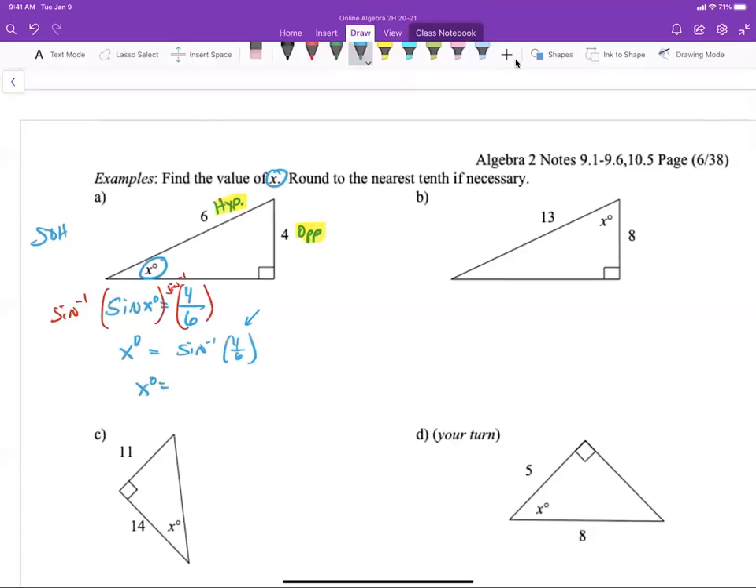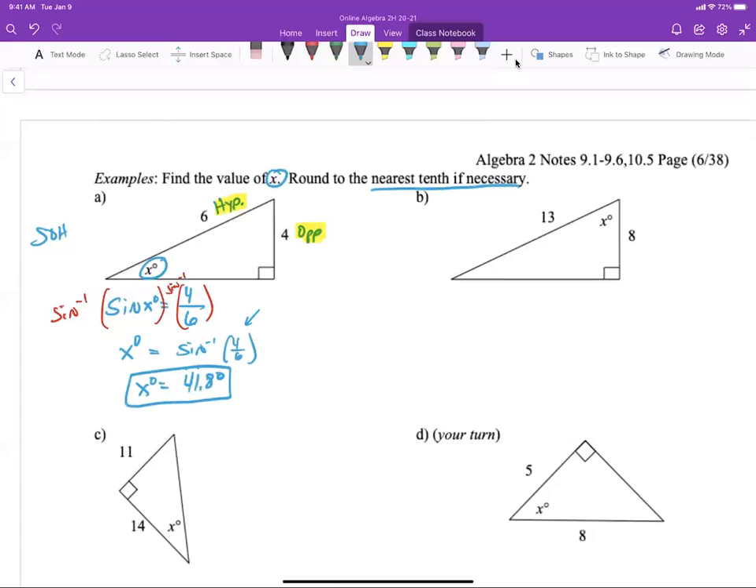So we will plug that into our calculator. Please practice this. The keystrokes would be: I would hit second function, sine, and then put 4 divided by 6. I will close my parentheses, and you will get, rounding to the nearest tenth, 41.8 degrees. There is the value of the angle x.